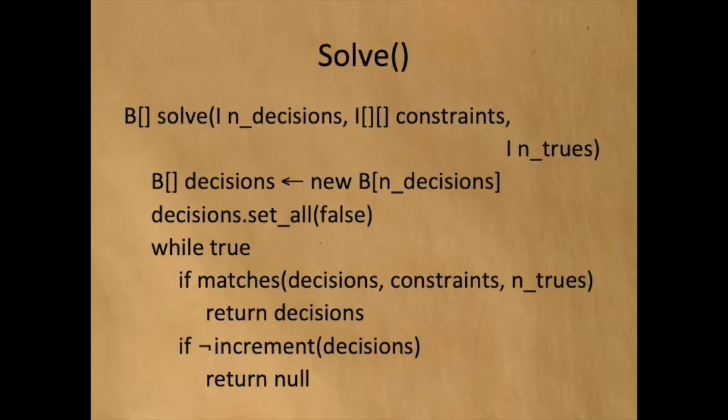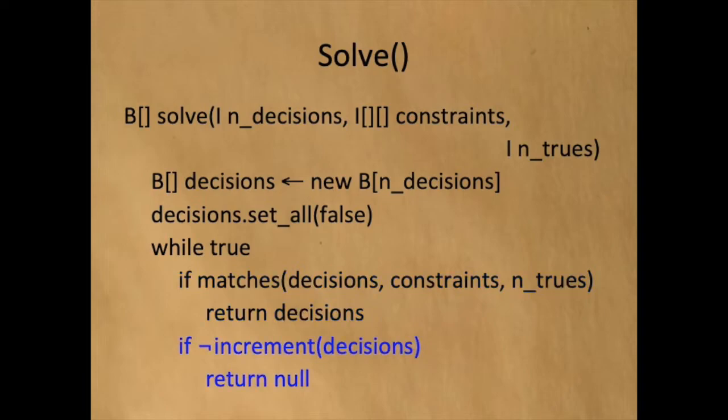This is our basic function that solves the problem. The 3 arguments, n decisions, constraints, and n truths, are the 3 givens stated above. We will represent the set of constraints as an array of arrays. The outer array contains each constraint, and the inner array contains the pair of numbers i, j. The first 2 statements create an array of decisions and set them all to false. The loop repeats until either a solution is found or until all possible decision vectors have been tried. The matches function checks whether all constraints are satisfied. If so, it returns that vector of decisions.